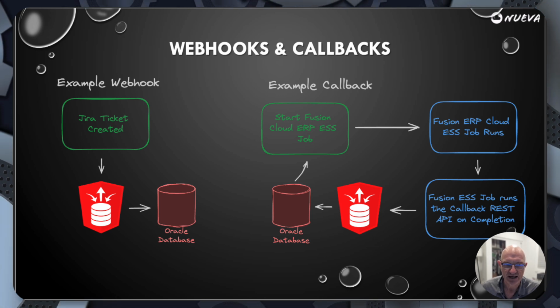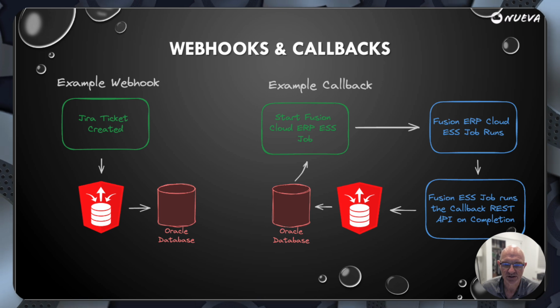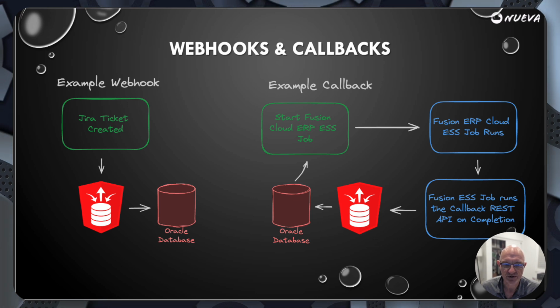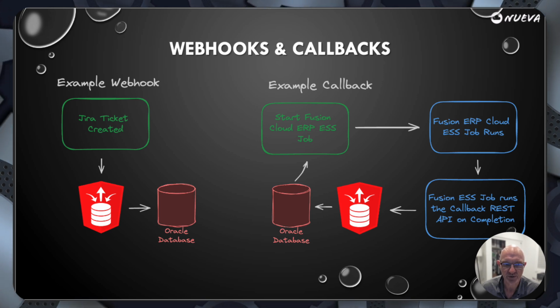So in the example on the left, we have a callback set up in Jira. The way you can do that is to tell Jira when certain events happen in Jira to call out to a web service. So in this case, we're asking Jira to call out to our ORDS web service whenever a Jira ticket gets created. Then behind our REST API, we have our PL/SQL and SQL code to perform the actions we want to perform based on that new ticket.